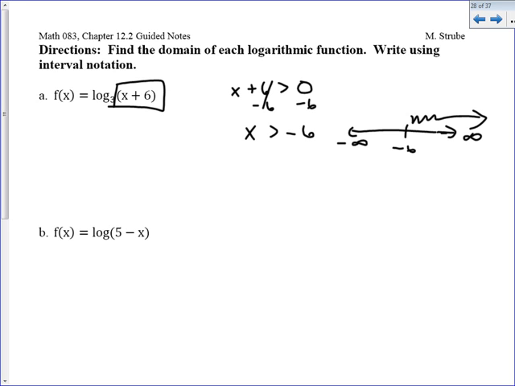It's just greater than. With square roots we had greater than or equal to, so zeros were okay. In logs, even 0 is not okay. It has to be positive. It can't even be 0. So how do I show that my interval doesn't include negative 6? Parentheses. Parentheses or don't include. So my interval is going to be negative 6 up to infinity. That's my domain in interval notation.